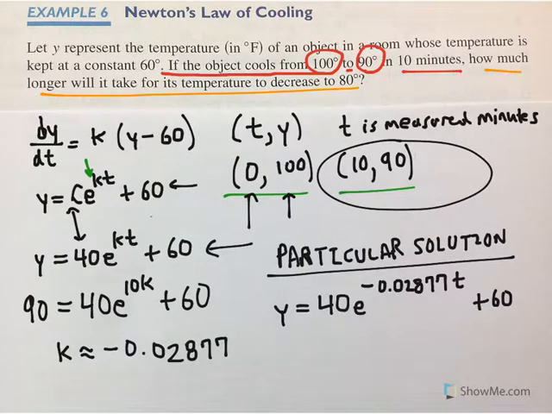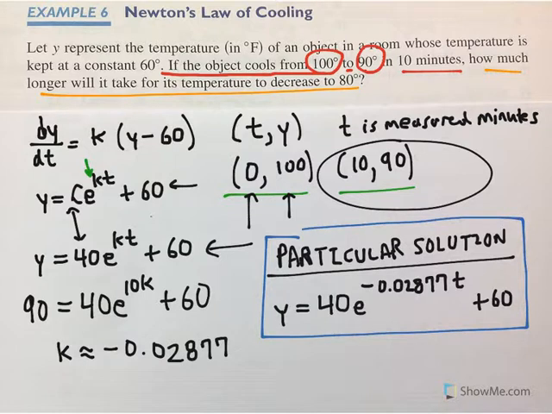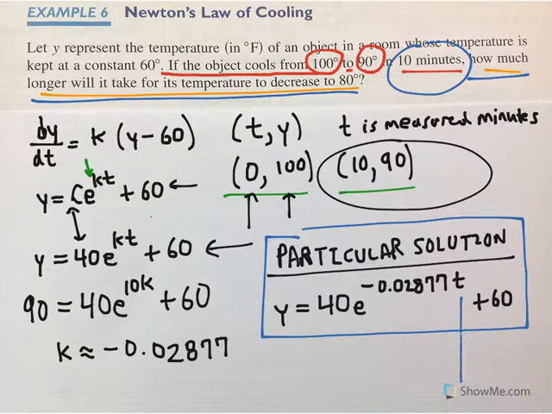So how do we conclude this problem? Well, we have our model for the problem. We have our particular solution that fits the given data in this problem. So now we need to use that to answer this question. How much longer will it take for the temperature of the object to decrease to 80 degrees? How much longer? So currently the time is 10 minutes. So when we solve our equation, we'll get a value for t, and then we'll have to subtract 10 from that because the current time is 10 minutes. The t from the answer is since 0 minutes.